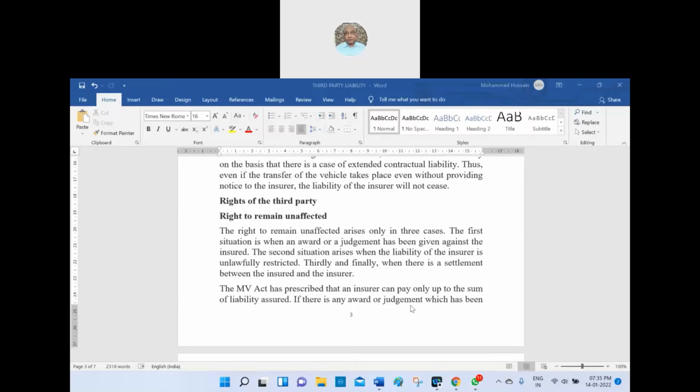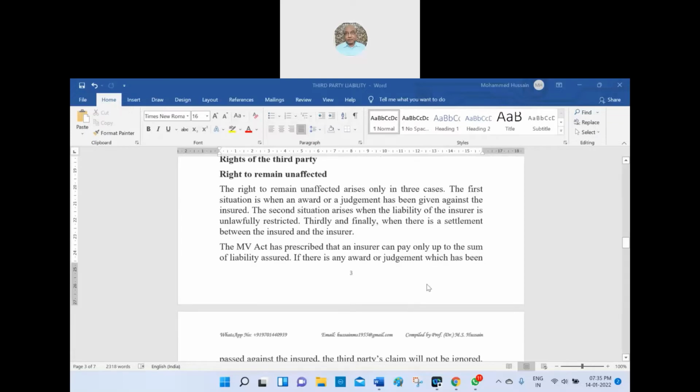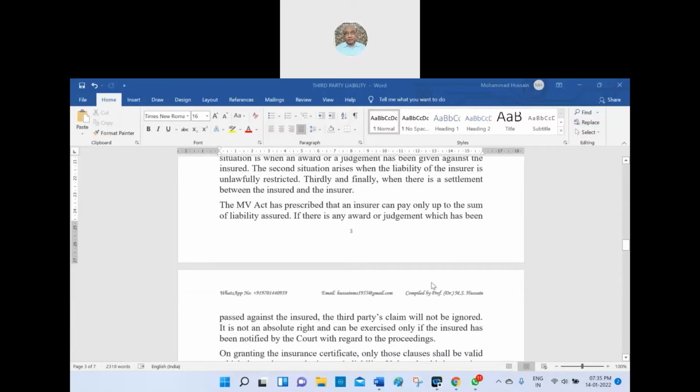Whose right to remain unaffected? The third party's. In third party insurance, the MV Act has prescribed that an insurer can pay only up to the sum of liability issued. With bodily injury, it is unlimited. If it is property damage, the ceiling is 7.5 lakhs.